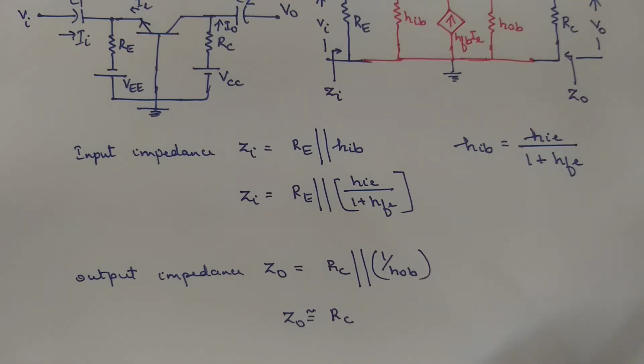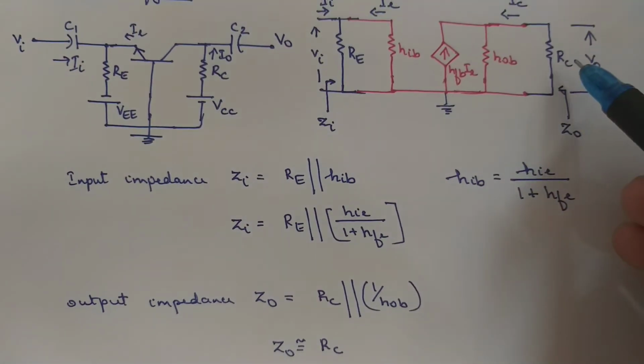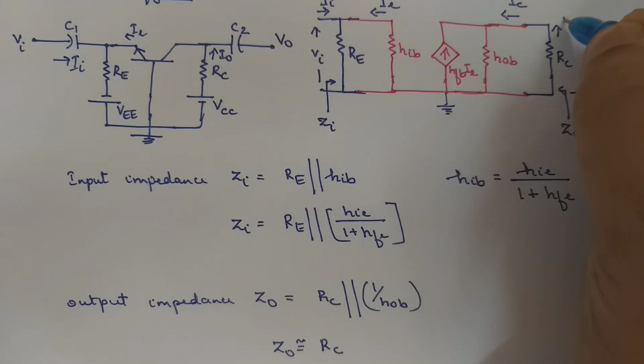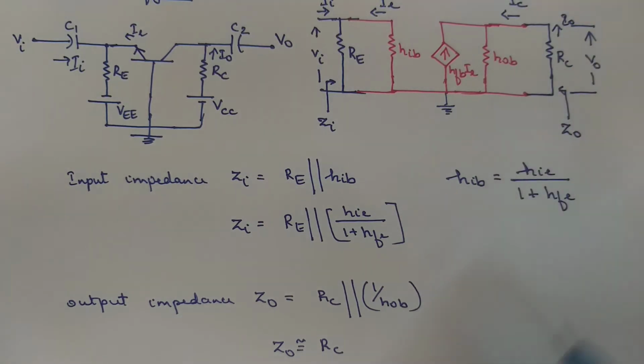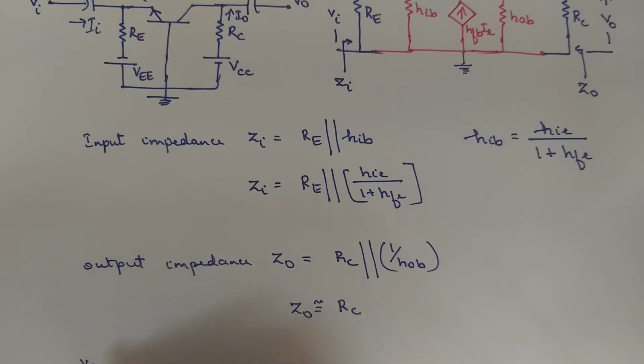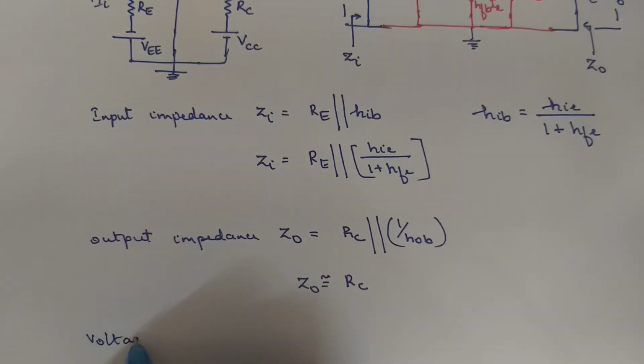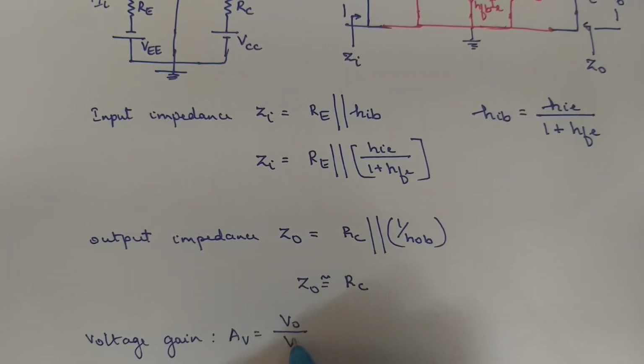Next, we have to find the voltage gain. The voltage gain is the ratio of output voltage to input voltage. V0 is measured across the resistance RC, as we can see here. This direction of current is I0, so V0 will be equal to minus I0 into RC. So for the voltage gain, AV will be equal to V0 divided by Vi.